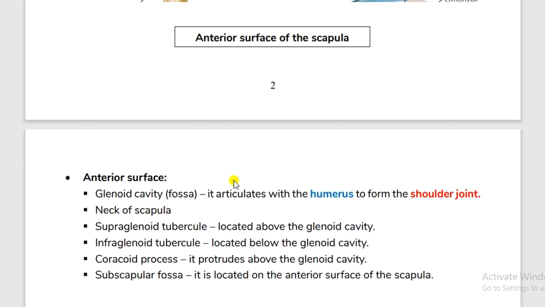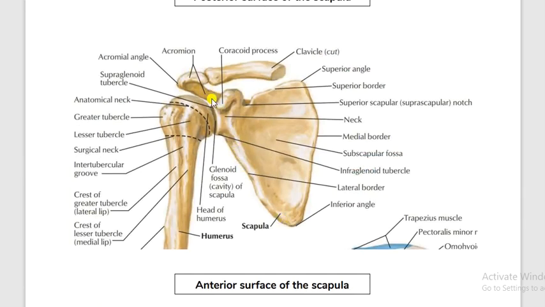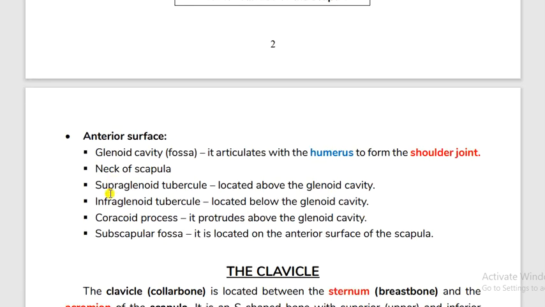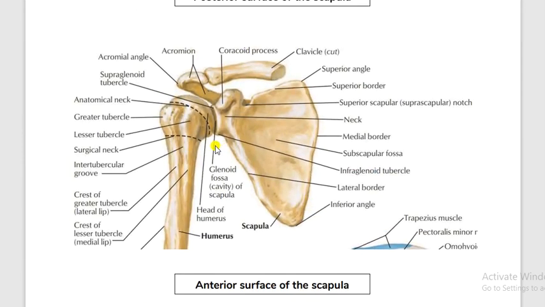There is the supraglenoid tubercle, which is located above the glenoid cavity. Supraglenoid tubercle here, located above the glenoid cavity. There is the infraglenoid tubercle, which is located below the glenoid cavity, on the inferior part of the glenoid cavity. Here is the infraglenoid tubercle.